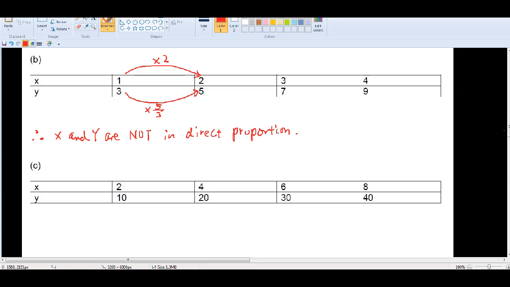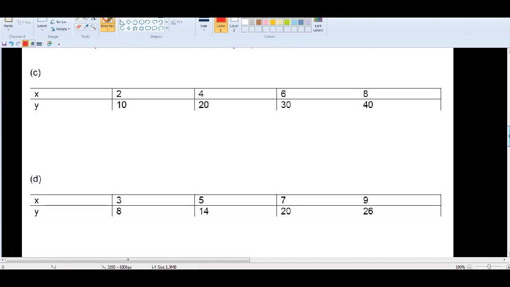Not in direct proportion. Okay, let's move on to C. Let's have a look. Times 2. Okay, 10 to 20, you times 2. It seems good. 4 to 6, you times 6 over 4 or 1.5. 20 to 30, you times 30 over 20. So when you simplify, it's also 1.5.